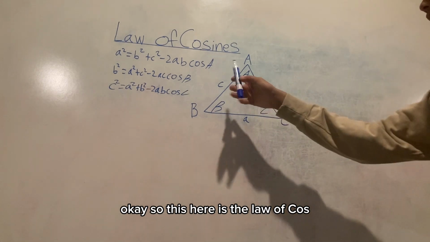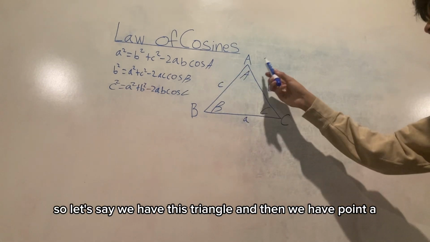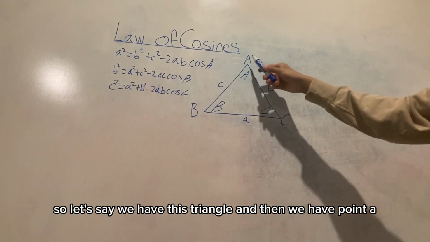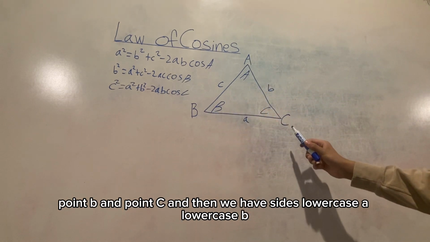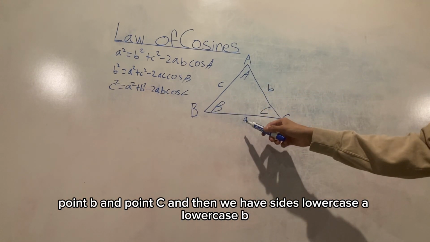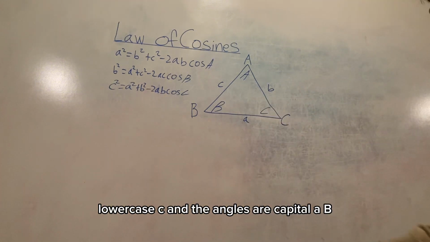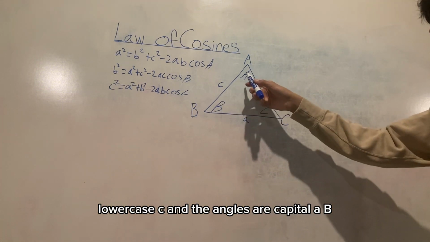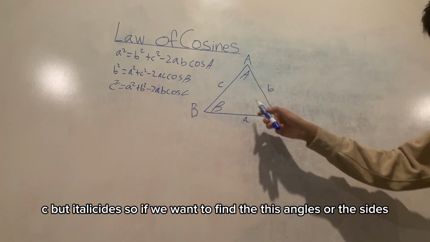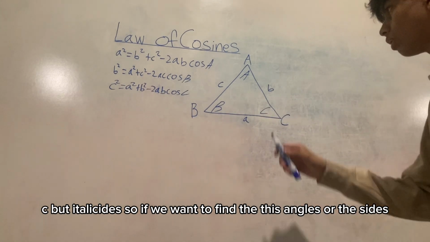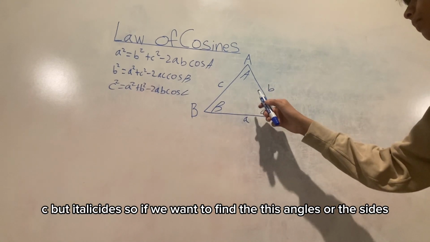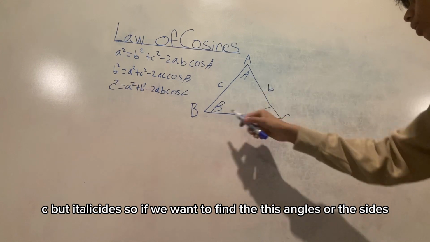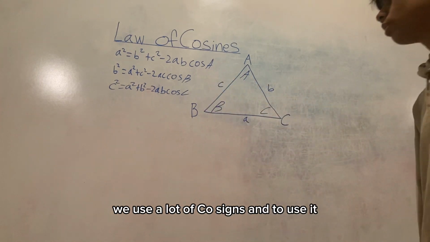Okay, so this here is the law of cosines. Let's say we have this triangle, and then we have point A, point B, and point C. And then we have sides, lowercase a, lowercase b, lowercase c, and then the angles are capital A, B, C, but italicized. So if we want to find the angles or the sides, we use the law of cosines.